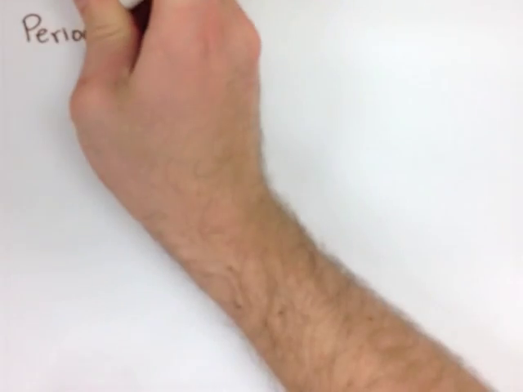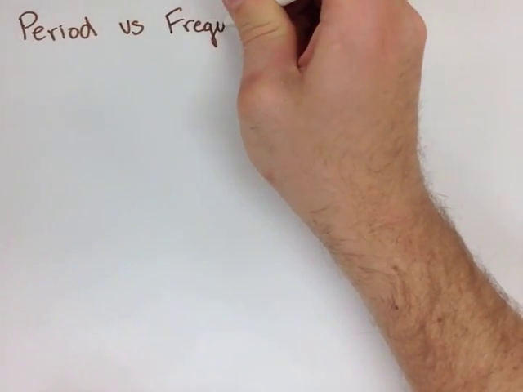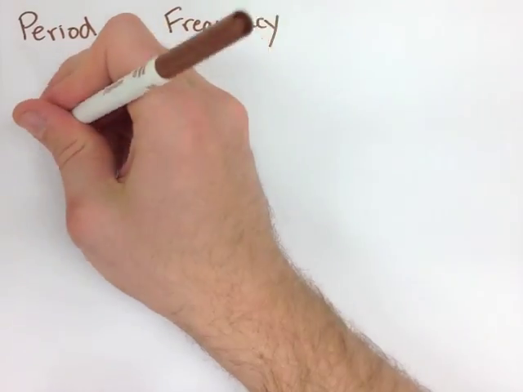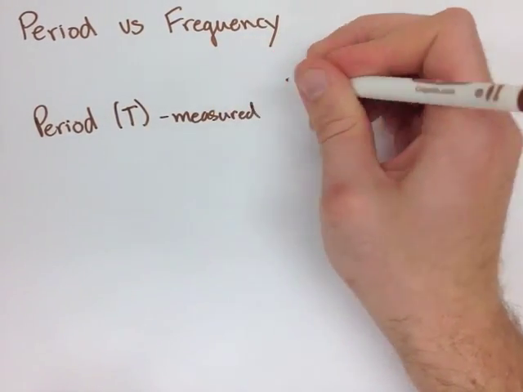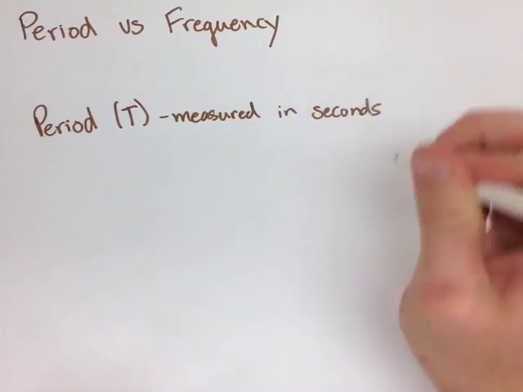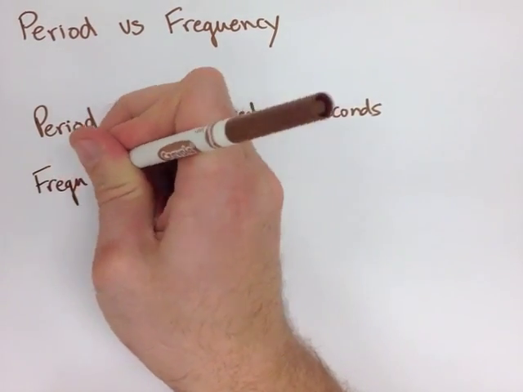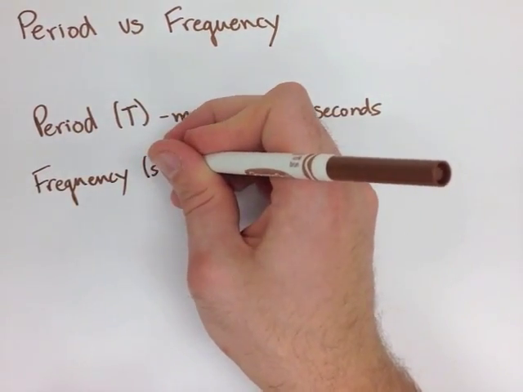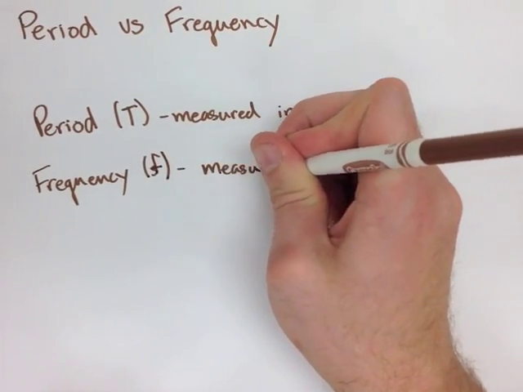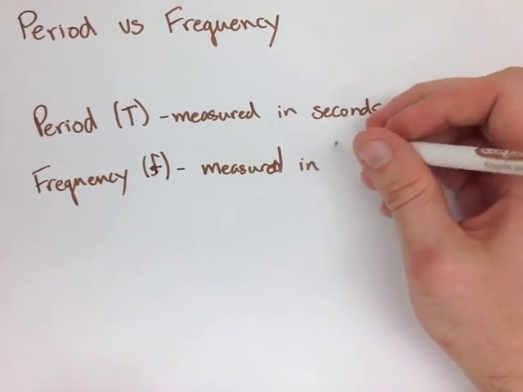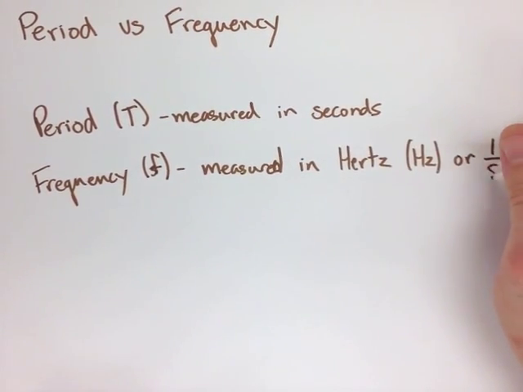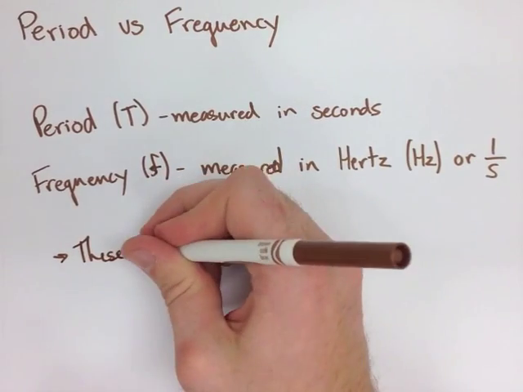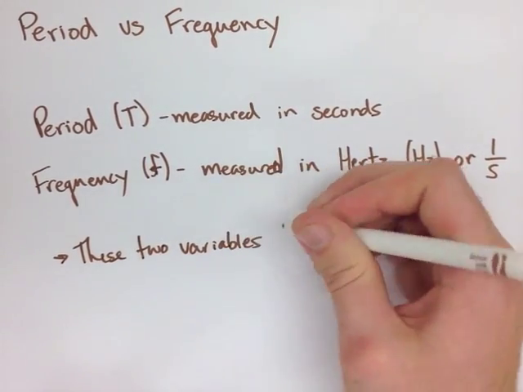Now the last thing that we're going to look at is period versus frequency. Now remember, a period is the amount of time for one cycle to occur. So we want one cycle to occur in some amount of time. So that's measured in seconds. Now frequency is measured in hertz, and that's how many cycles happen per second. Or 1/seconds is also hertz.